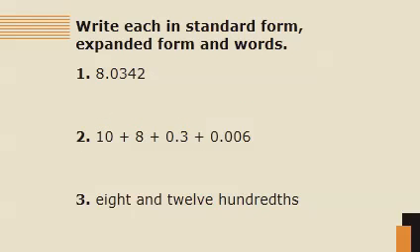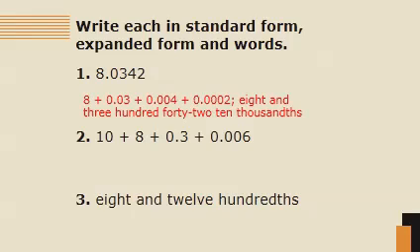Now we need to write in standard, expanded, all the forms. We have 8.0342. We read the whole part as it is, which is 8. Instead of the point, we put "and". So it's 8 and 342 ten-thousandths. And that's how we write it in decimal, the expanded form.